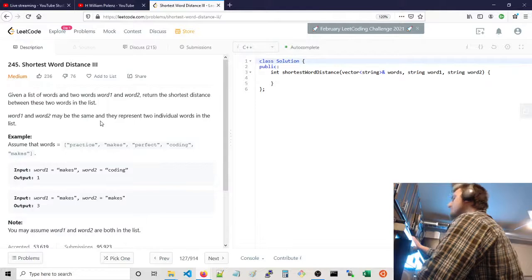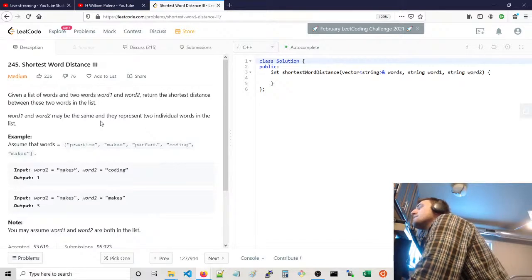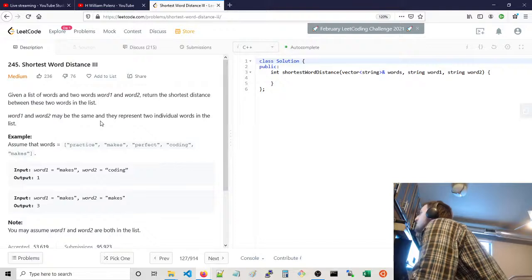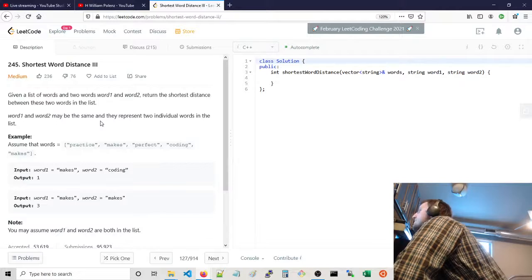So this is very similar to the previous question, however, this time around we're not querying the same list multiple times. We just have one time. We're given the list of words and we're given 2 words as parameters. So we don't have this luxury that we had before.